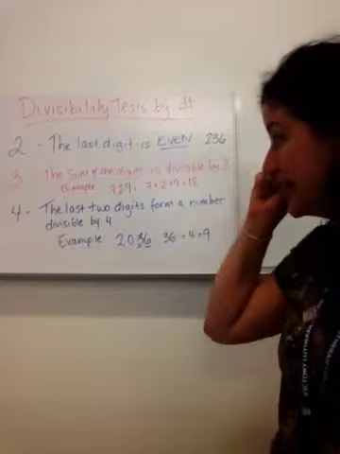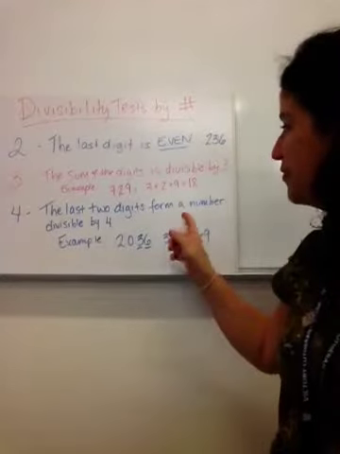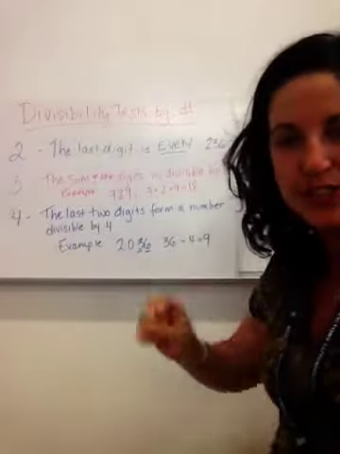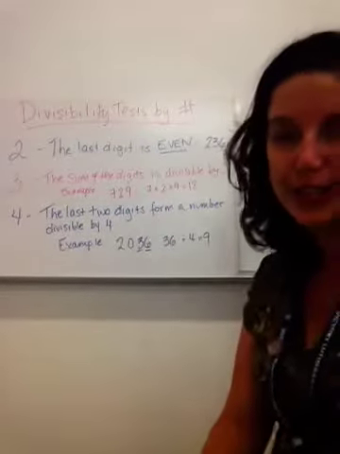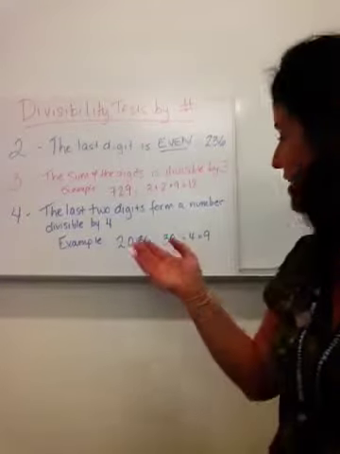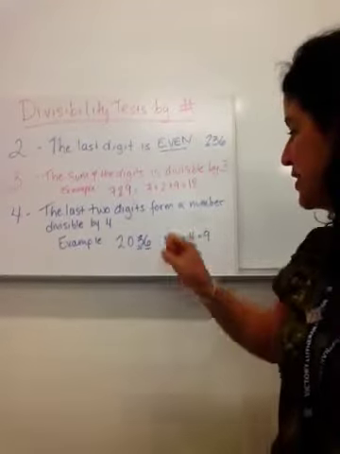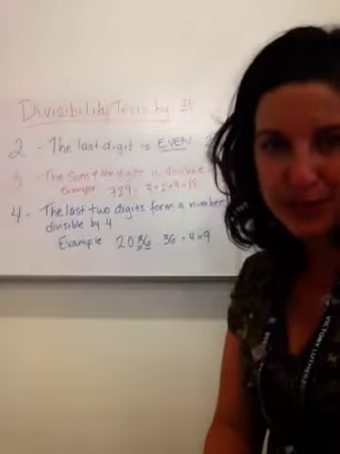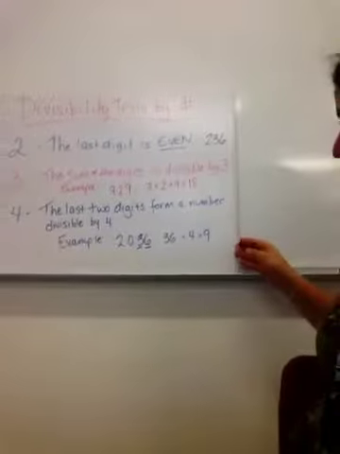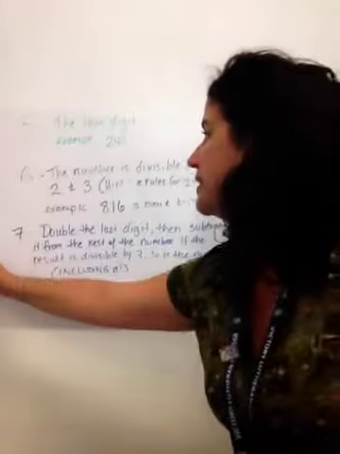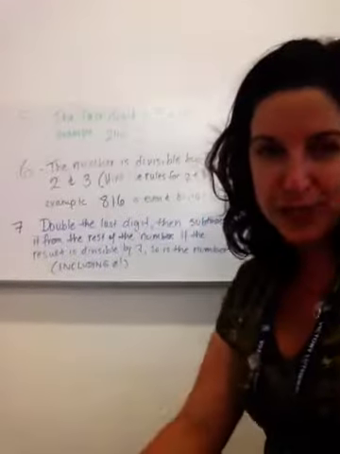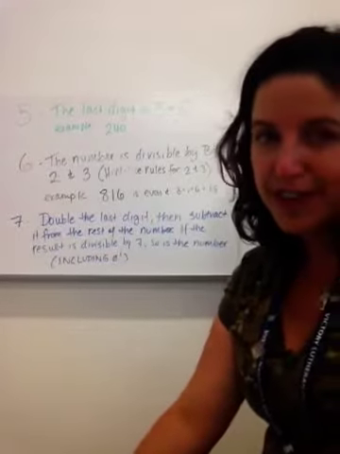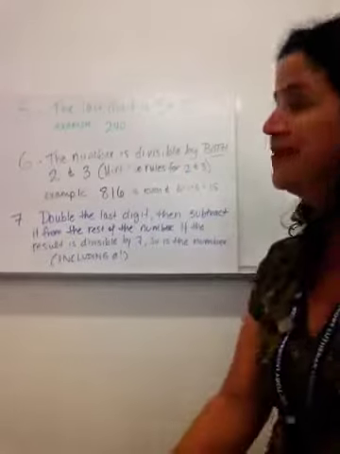Okay, for number 4, if you want to test to see if something is divisible by 4, you just look at the last 2 numbers. If the last 2 numbers are divisible by 4, so the example I've used here is 2036, then the number is divisible by 4 because we know that 36 divided by 4 is 9. So 2036 must also be divisible by 4. Okay, 5 is pretty easy and straightforward as well. If the number ends in a 0 or a 5, then you know it's divisible by 5.